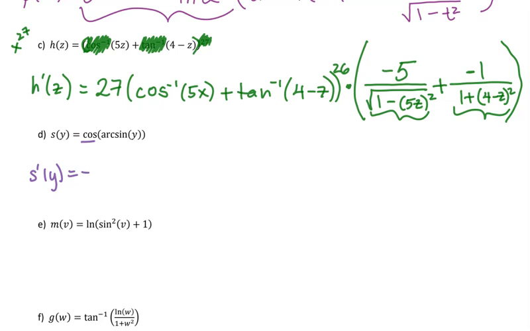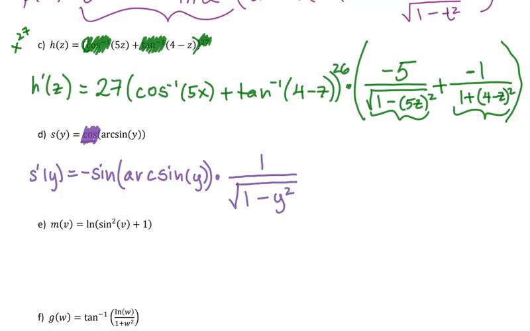We'll start with the derivative of cosine, which is minus sine. And then we leave the inner function alone in this step. Now we've dealt with the cosine, we need to chain out the derivative of arcsine, which is 1 over the square root of 1 minus y squared.